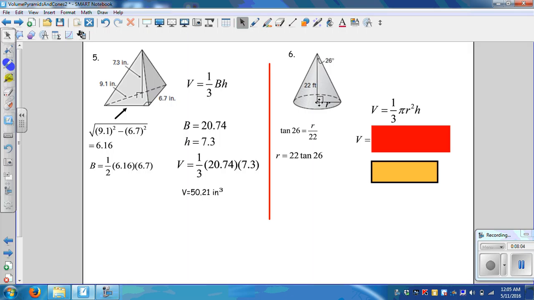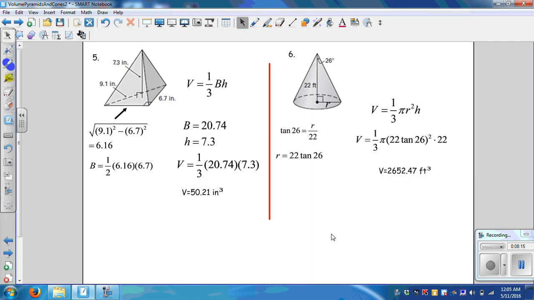The height of this particular problem is 22, so the volume is going to be 1/3 pi times 22 tan 26 times 22. You're going to get approximately 22,652.47 feet cubed.